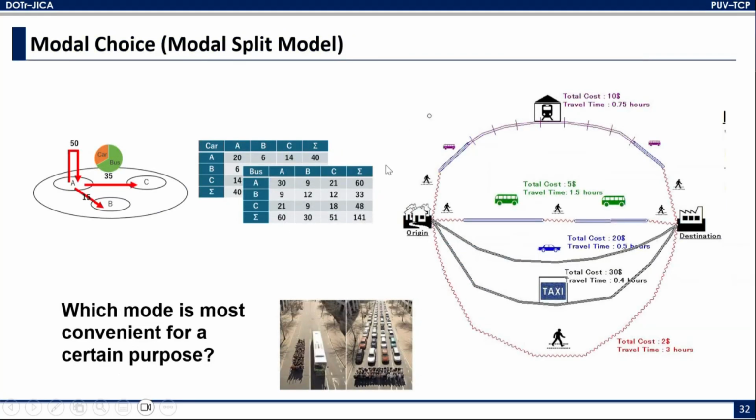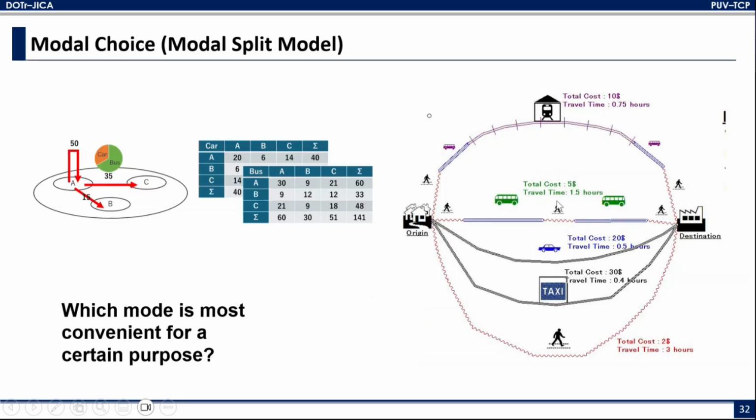If there are trips from zone A to zone B, A to C, and for the OD pair is estimated, how much is made by the private car and how much is made by the public transport shall be estimated accordingly.